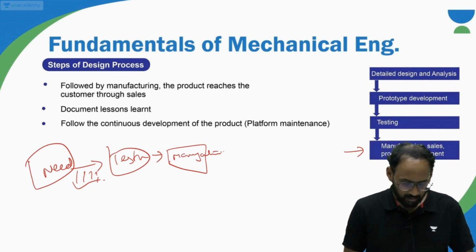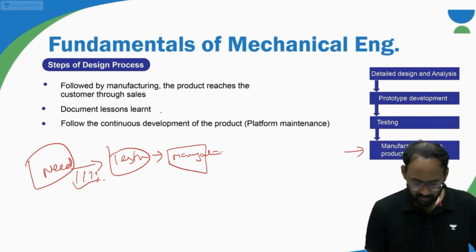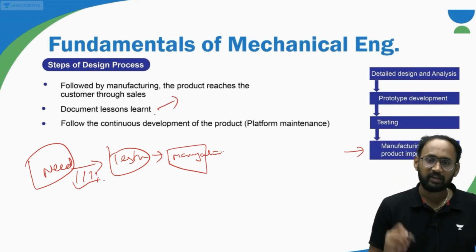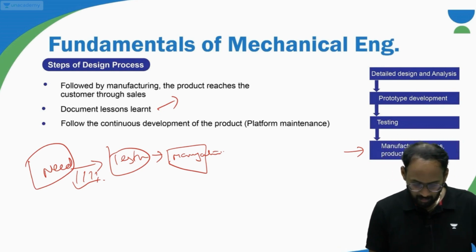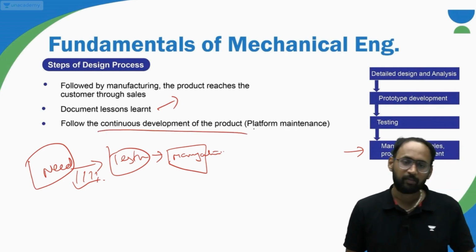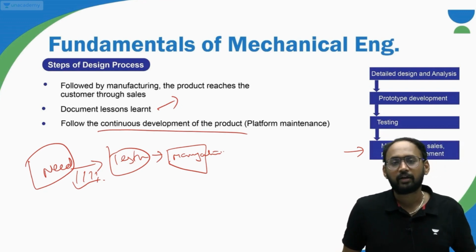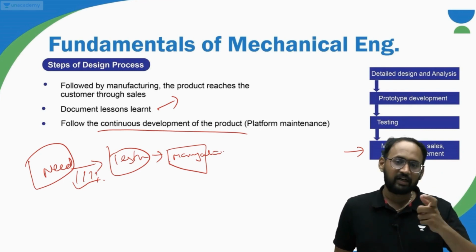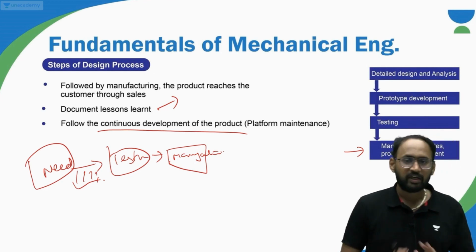It's very important that during this entire process you write down the lessons learned, because you don't want to commit the same mistake when you are re-engineering things or getting into the next project. Also follow the continuous development of the product. For example, have a certain platform maintenance strategy, in terms of giving that delta innovation to the existing product. So these are important steps.